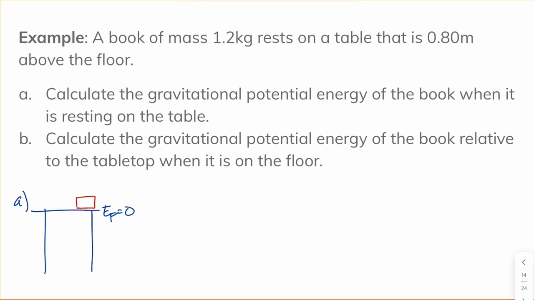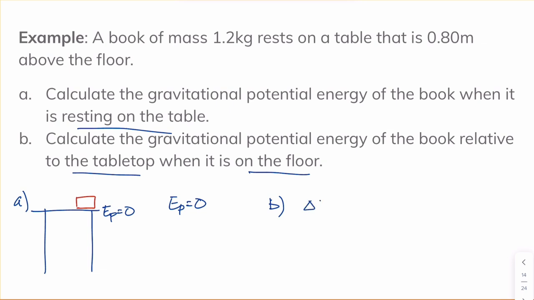Therefore, as the book is resting on the table, we could say that the potential energy is zero. If we do that, now in part B, it's asking us to calculate the gravitational potential energy of the book relative to the tabletop when it is on the floor. What that means is, if we've defined the tabletop as being where potential is zero, we need to calculate the potential energy on the floor.